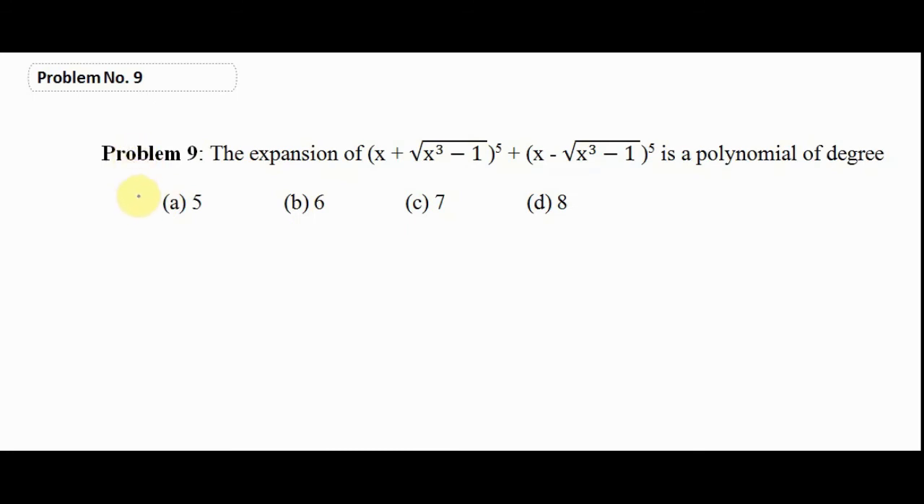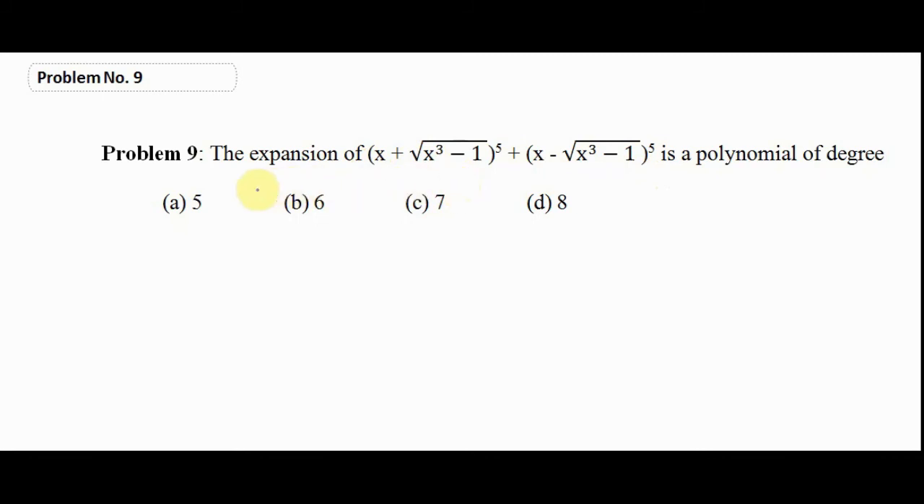Now let's see problem number 9. The expansion of (x + √(x³ − 1))^5 + (x − √(x³ − 1))^5 is a polynomial of degree... So we have to find out the degree of the polynomial once we expand this expression.